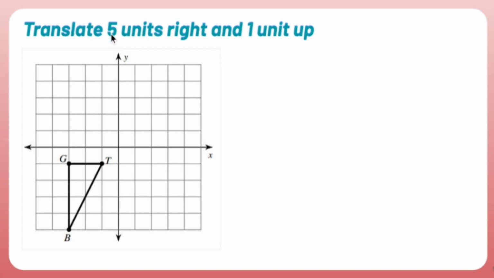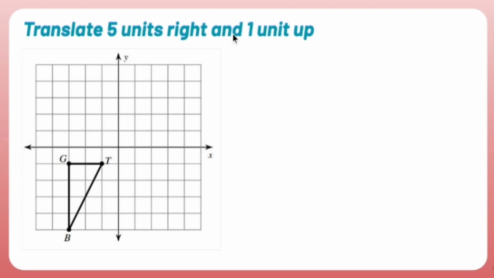Translate this picture right here, 5 units right and 1 unit up. All right, so this is a translation. It's a transformation where all I do is take a shape and move it somewhere else. I don't rotate it, I don't flip it, I don't reflect it. It's just I take this shape and go.